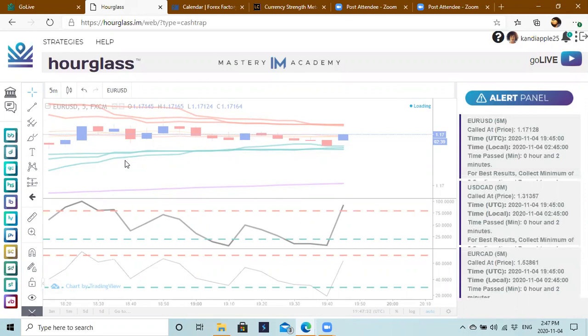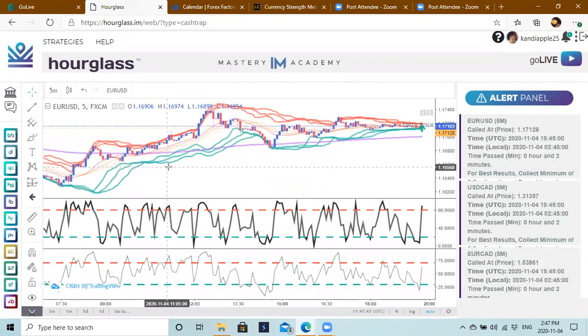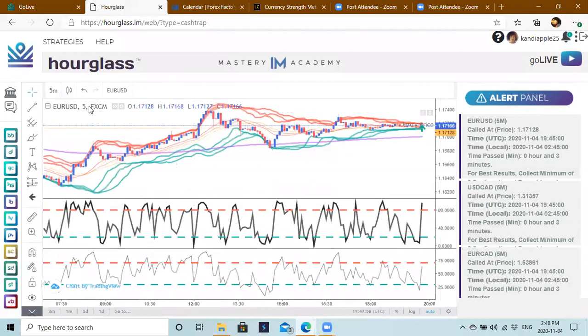Hourglass doesn't want to be my friend right now. What happened? I don't know. It's loading. All right, well, you have the ability to do that when Hourglass decides to work. You can just tap on here and then type in your currency. Let's see if it'll allow me again. No, I don't know.